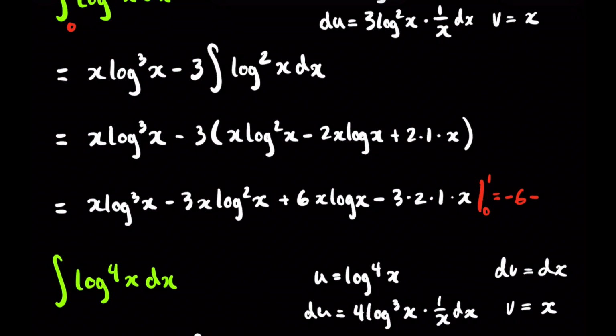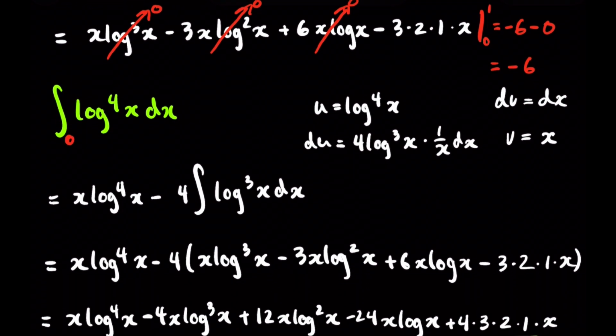And then minus this whole thing evaluated at 0, and again using our technique with L'Hopital's rule, we would see that this approaches 0, this approaches 0, this approaches 0, and therefore we're left with negative 3 times 2 times 1 times x. And when x is 0, this is just 0. So our answer here is negative 6.